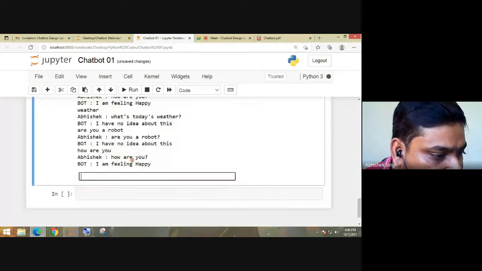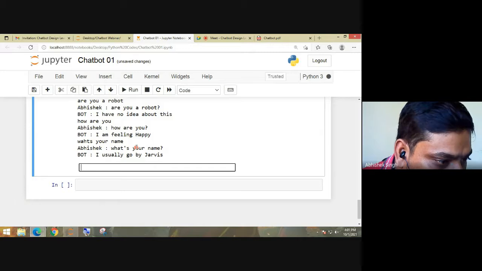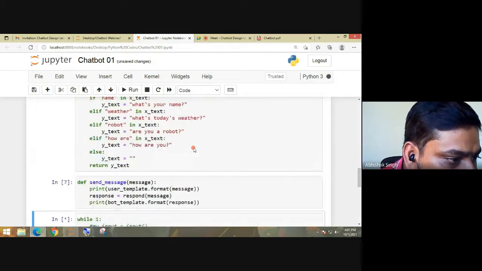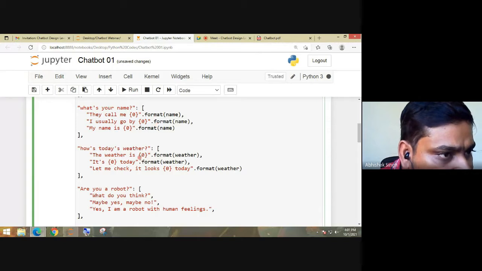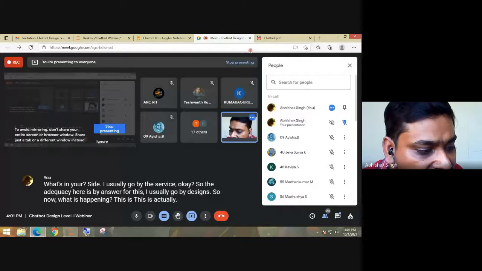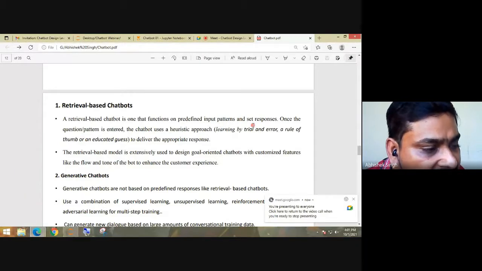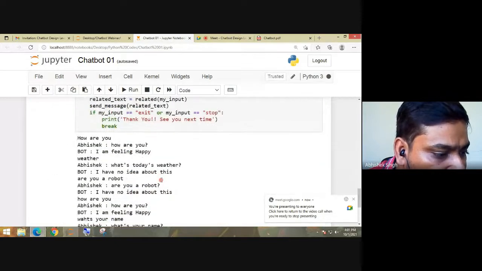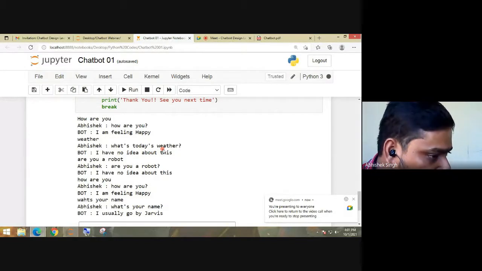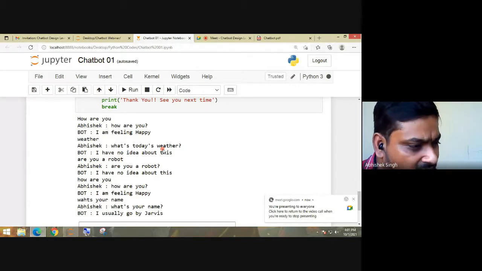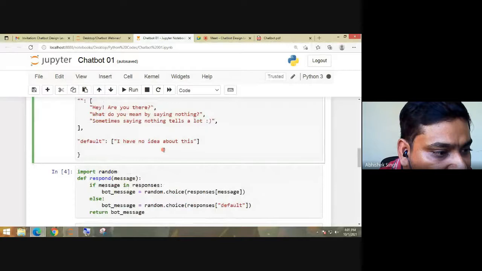What's in me? I usually go by service. Okay, so here if you see, there is one answer for this: I usually go by service. So now what is happening? This is actually retrieval type. This is a retrieval based chatbot. I have given some predefined input patterns and some responses, and my bot is responding with those predefined answers. Now this is not a very good chatbot, obviously. There is plenty of scope to make it better. This is just to demonstrate how to make a chatbot without using any chatbot library.